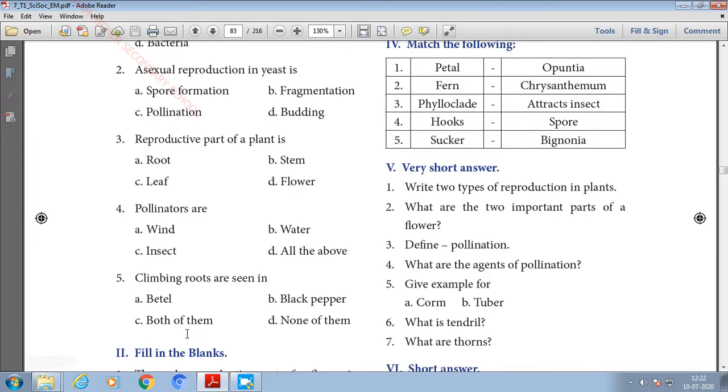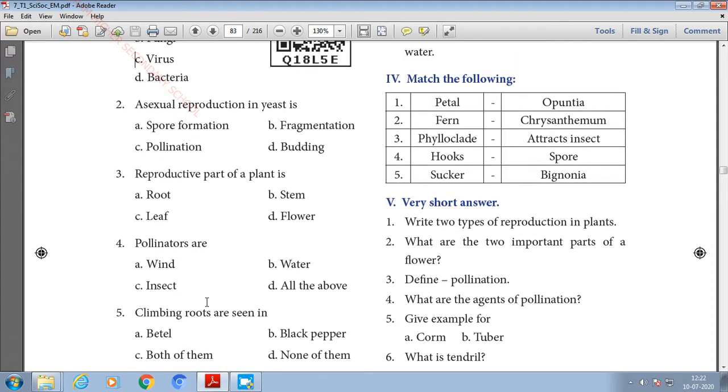Fifth one, climbing roots are seen in. Here also you will have two answers. Beetle is also the correct answer, black pepper is also the correct answer. So you can mark the option C, both of them. So climbing roots are seen in both of them.